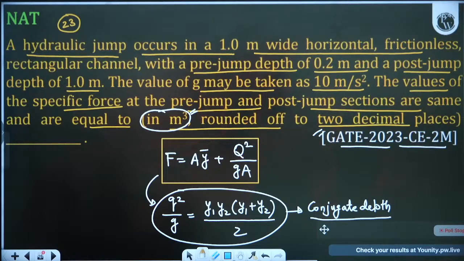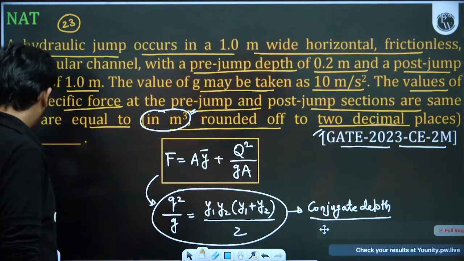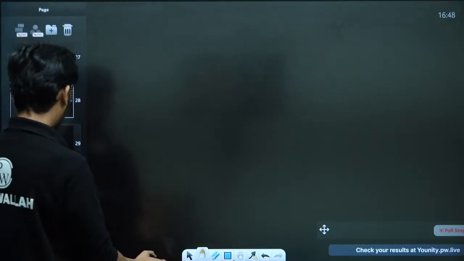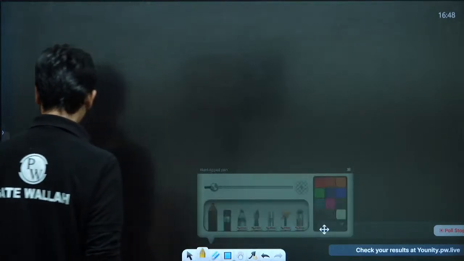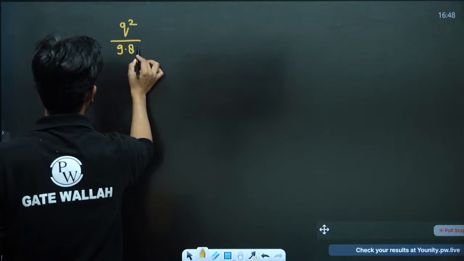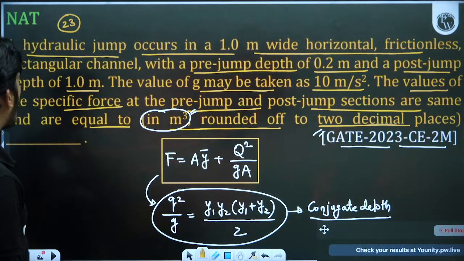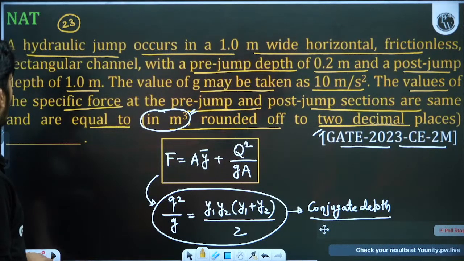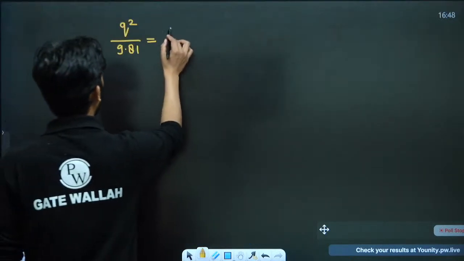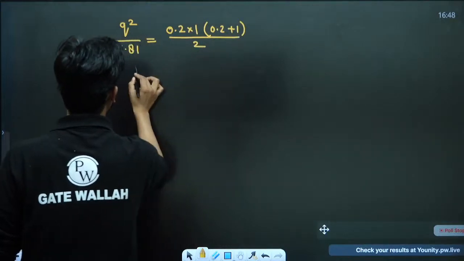Okay guys, let's see the solution of this question. Some of you are saying 0.62. Let's see whether the correct answer is there or not. So first we have to calculate Q. Q square upon 9.81 is equal to y1 y2 into y1 plus y2 upon 2, where y1 is 0.2 and y2 is 1. So from here we will get the value of Q.